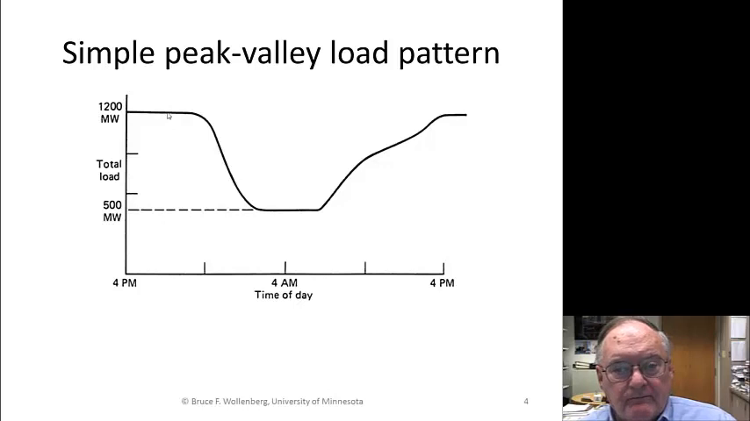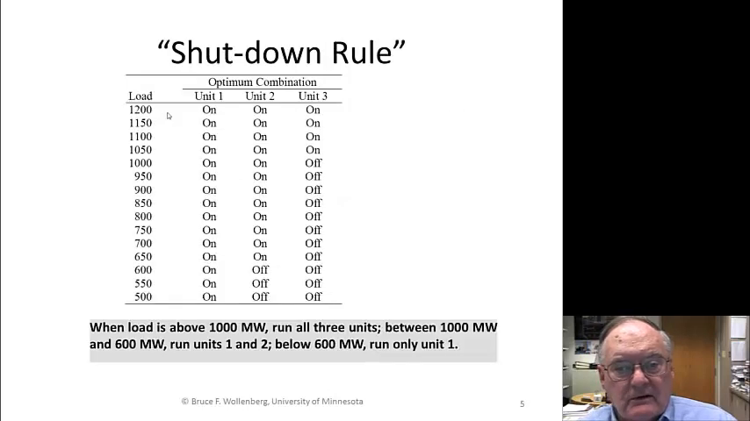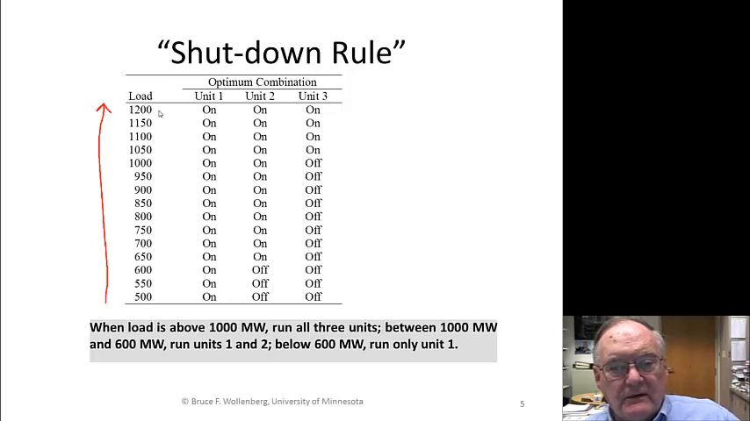So if I'm going to run these 3 generating units, when I look at this, I can actually come up with a shutdown rule. Here is the load, and it basically goes from min to max here. Okay, from 500 up to 1200, and if you want to supply 1200, you've got to have all 3. At 1150, you still have to have all 3. 1100, all 3. 1050. Once you reach 1000, I can turn off this unit. So there's that unit going off.